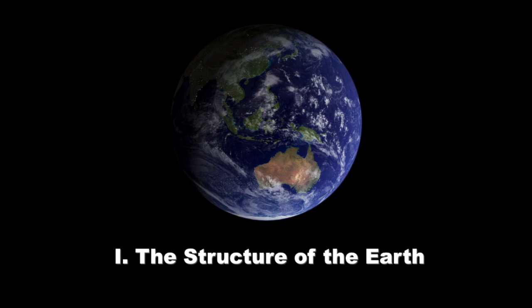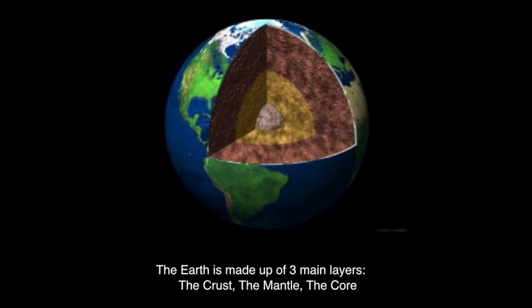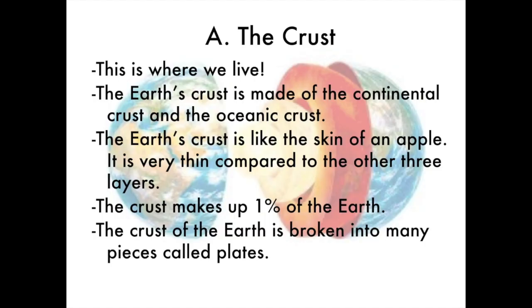In this topic of study, we're going to focus on the structure of the Earth first. The Earth is made up of three main layers: the crust, the mantle, and the core. According to other resources, this can then be divided further into an inner and outer core and an upper and lower mantle. The crust is the outer layer where we have the mountains and oceans.